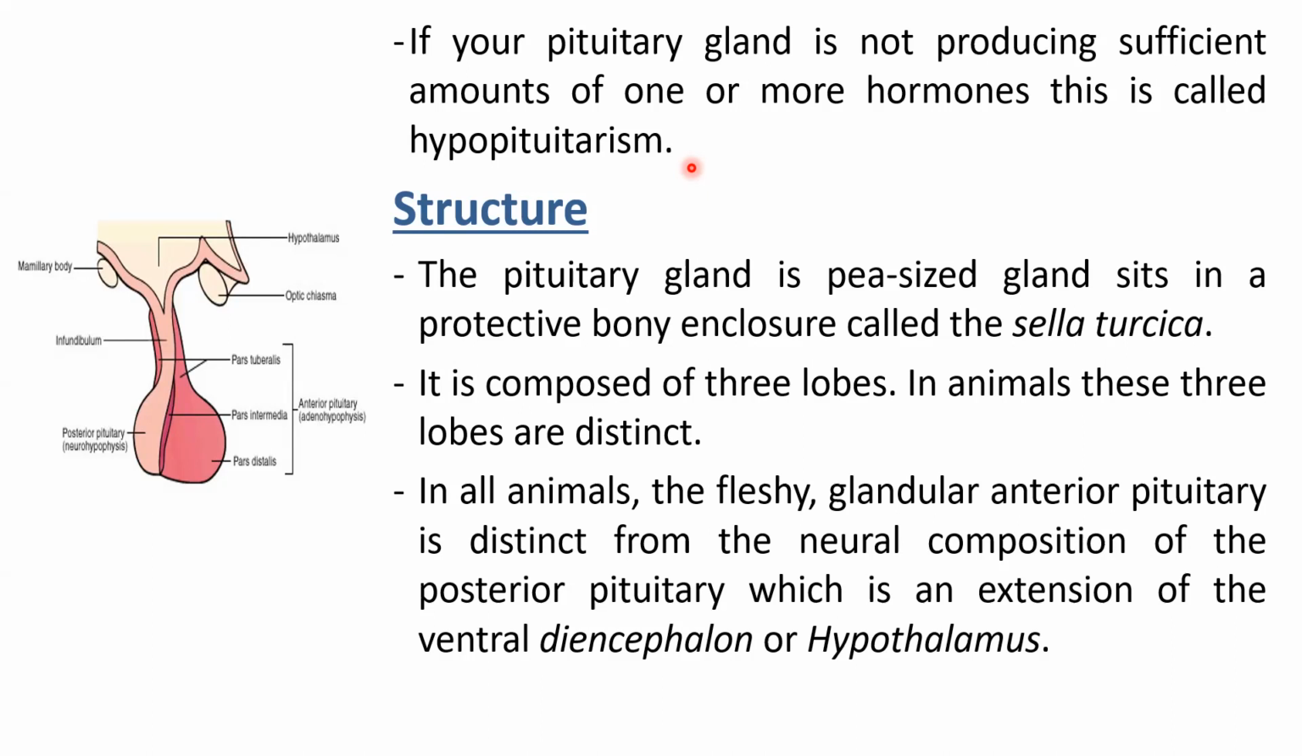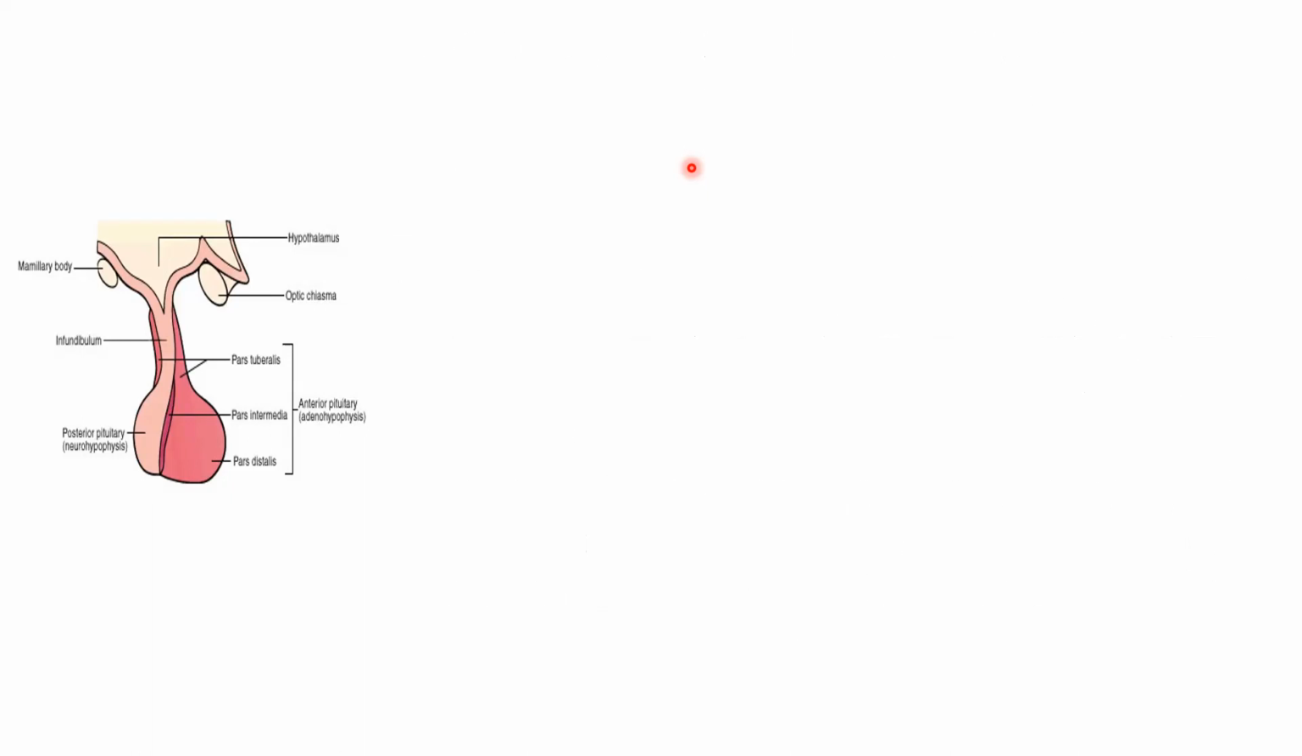It is said that the pituitary gland is a modified structure of the diencephalon, which is present in the midbrain of animals, also called the hypothalamus region. And from that region, there is an extension, which is the pituitary gland.